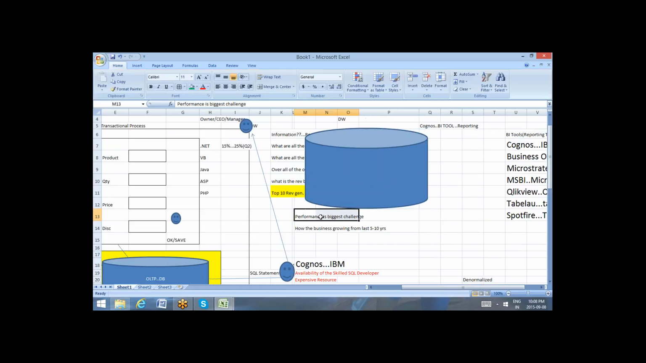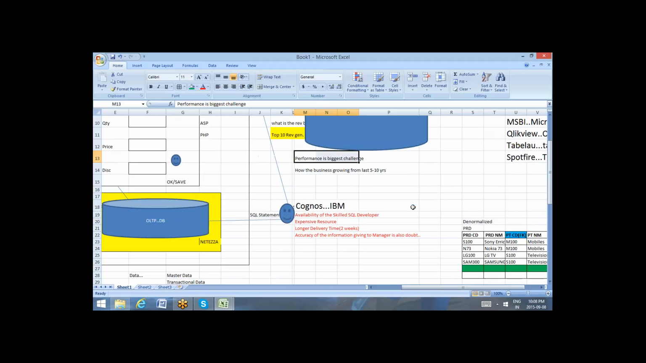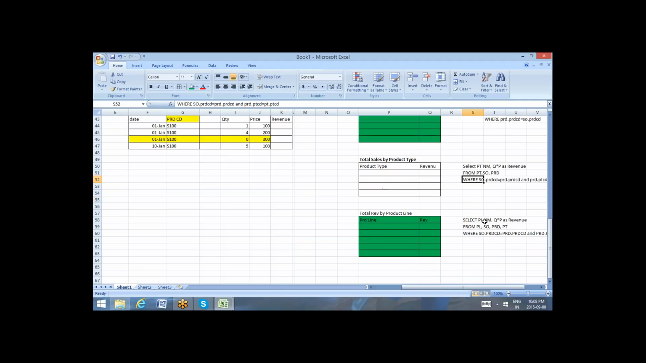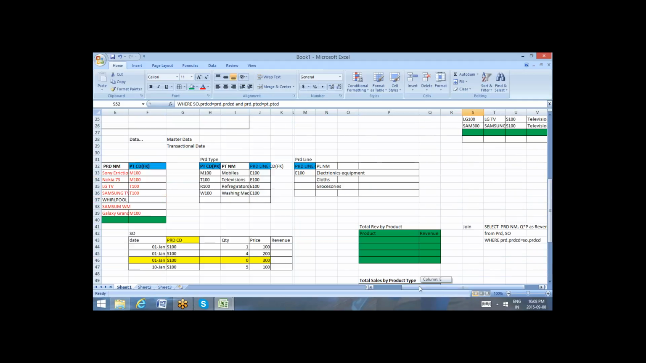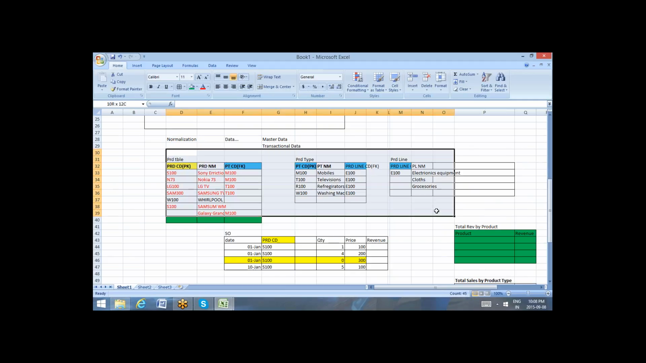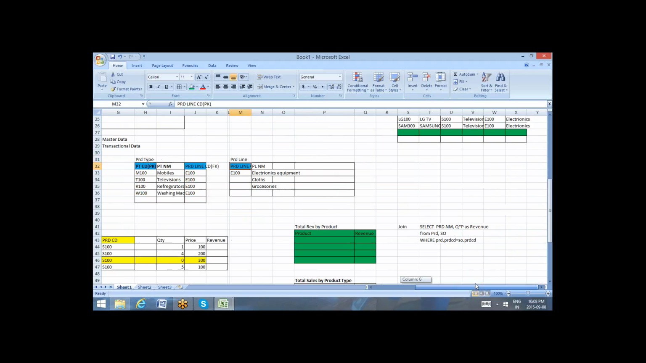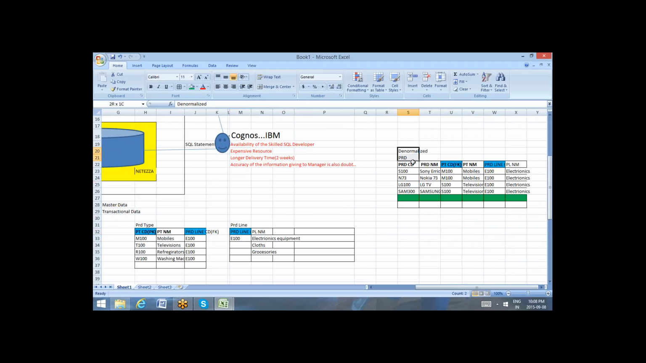So how can the performance be addressed? Somehow I need to reduce the number of join statements in my SQL statement. If I want to reduce the number of join statements, I need to reduce the number of tables to be maintained. How can the number of tables be reduced? Instead of maintaining multiple tables like this, I can maintain a single table in denormalized form.